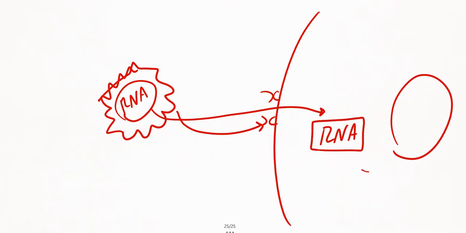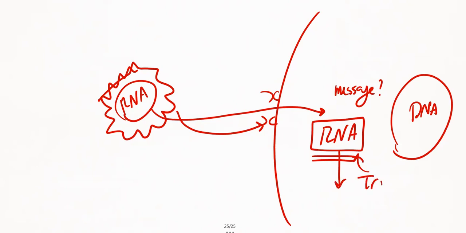Now the cell looks at this RNA and says, okay, is this a message? Because RNA usually behaves as a message. Is this message coming out from my nucleus asking me to build a certain protein? The cell cannot figure this out. It just looks at this RNA and assumes it's some sort of a message. So it proceeds to translate it. It translates it and makes out of it protein.